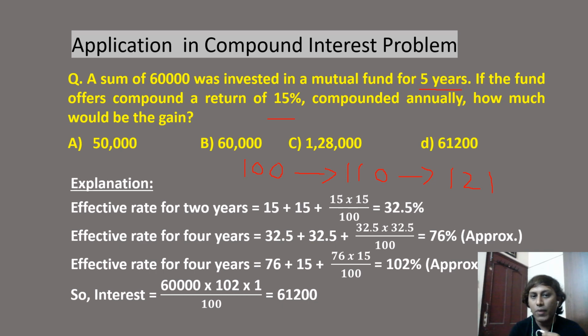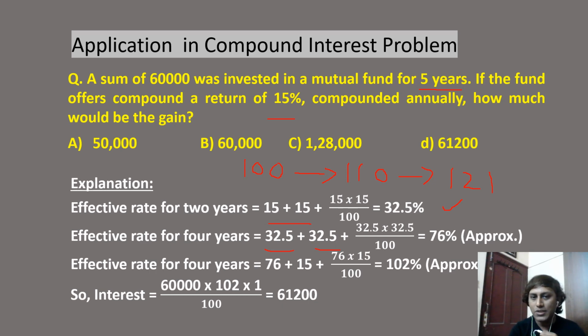So this way we can convert compound interest into a simple interest problem, and our approach would be similar. So 15% compound interest for 5 years. Let's take 2 years at a time. So 15 plus 15 plus 15 into 15 by 100 is 32.5%. That is, for 2 years the equivalent interest is 32.5%. Next 2 years is also 32.5%. So for 4 years the effective interest would be 32.5 plus 32.5 plus 32.5 into 32.5 by 100.